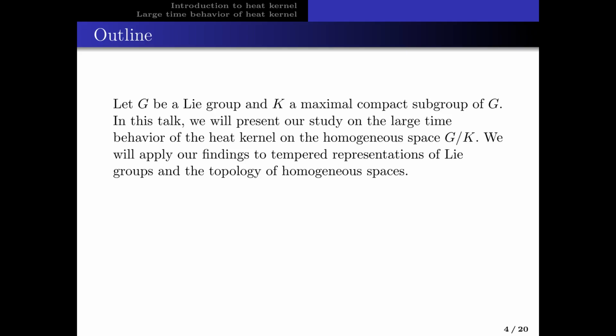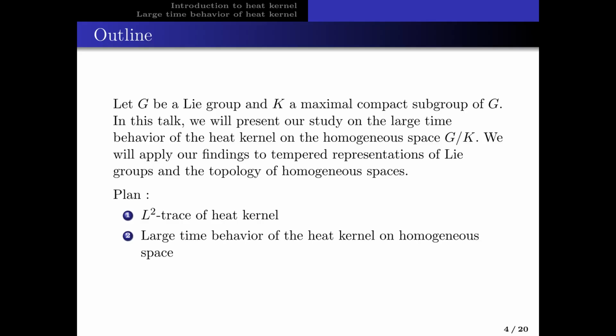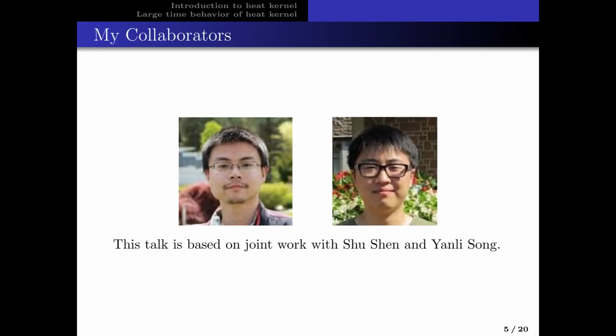That's the application. Now here is the outline, the plan of my talk. I know there are non-mathematicians here. I'll first explain what we are studying, and then I'll explain the main result of our work. So let's move to the next page. These are my two collaborators. The co-author on the left is Shen. He is based in Paris. And the co-author on the right is Yanli. He's my colleague at Sun Yat-sen.